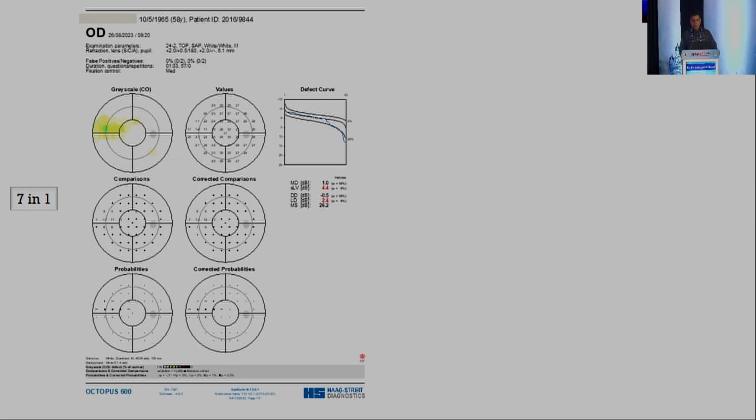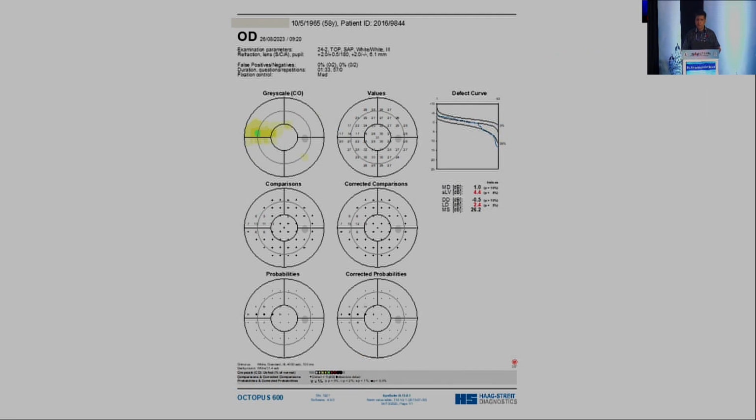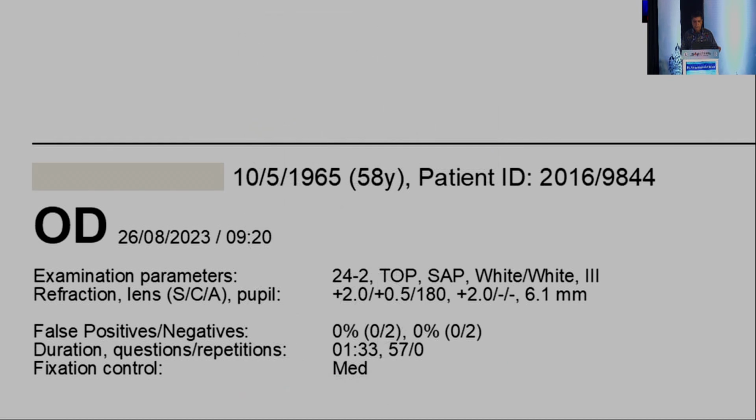Now, with the Octopus, nobody actually looks at the printout. You have the iSuite software that is installed on your desktop. So through single clicks, you can get any kind of representation you want, whether it is 7-in-1, 9-in-1, 4-in-1. Just single clicks are required. But for easy understanding, I have just used a baseline of a 7-in-1 representation of a patient. Let's start with the examination parameters.